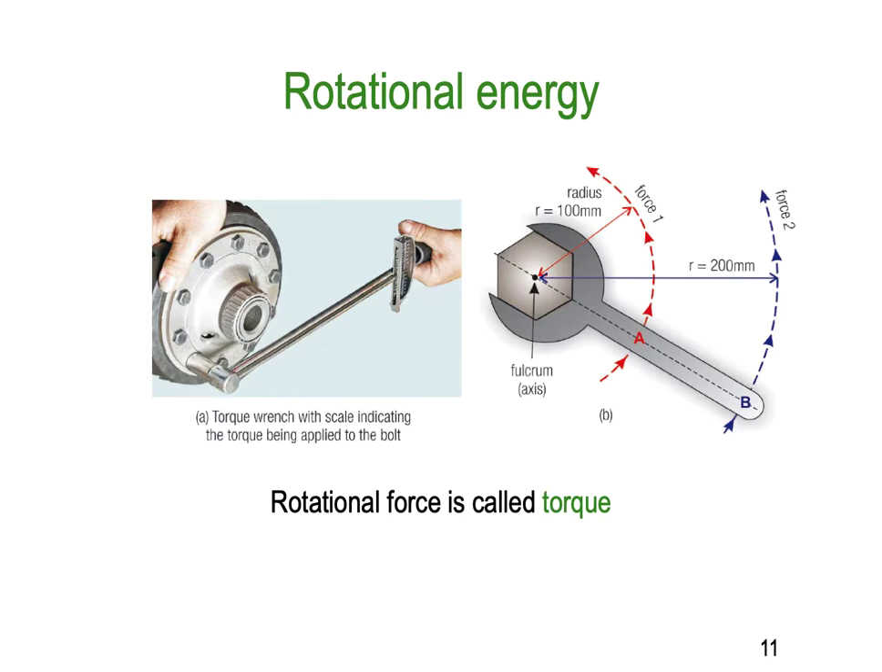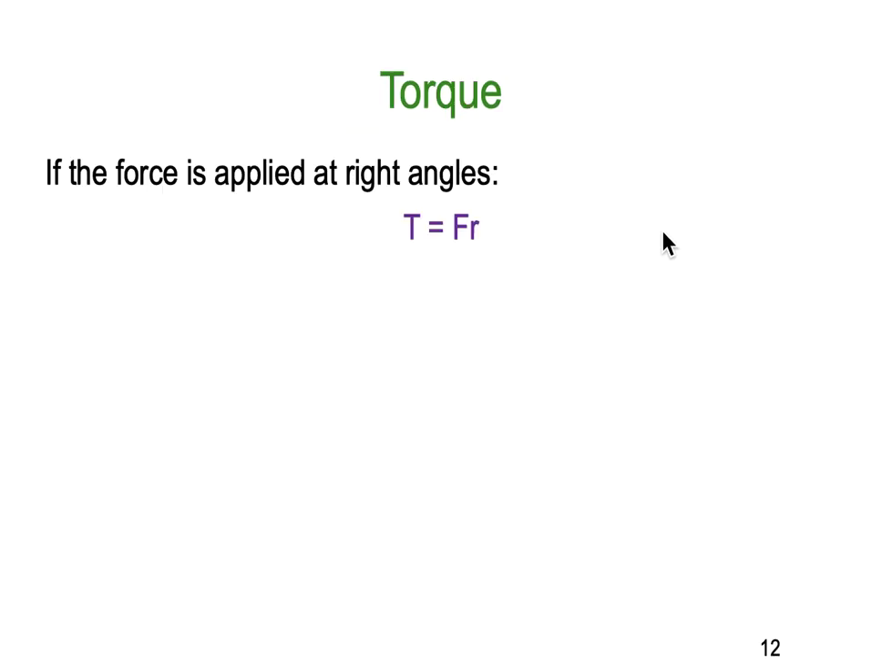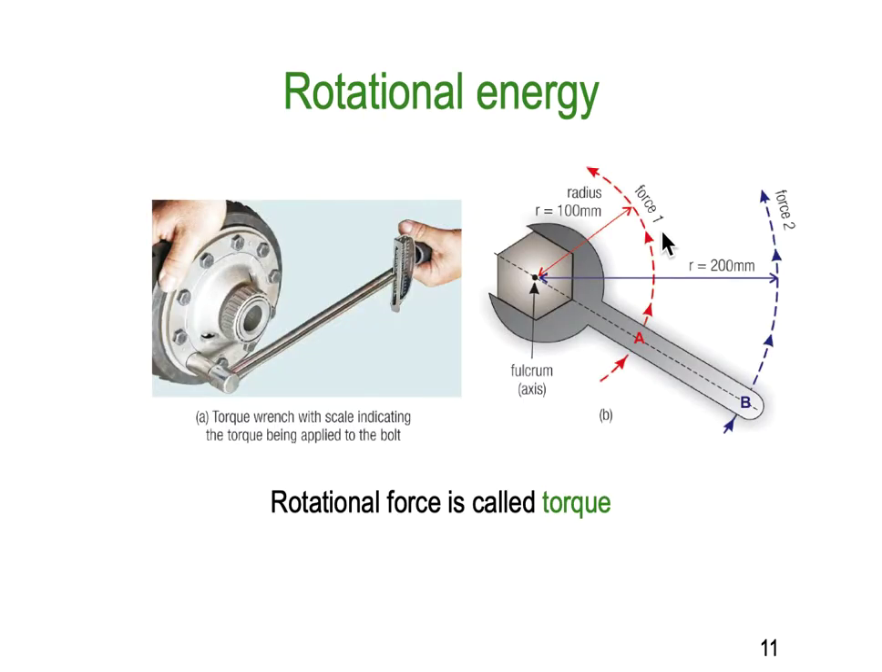Rotational energy has its own special name, and that's called torque. So when you're applying force to nuts and bolts, it's called torque. And torque is the amount of force over the radial arm that's delivering it. So you can see here, I've got a force of one.